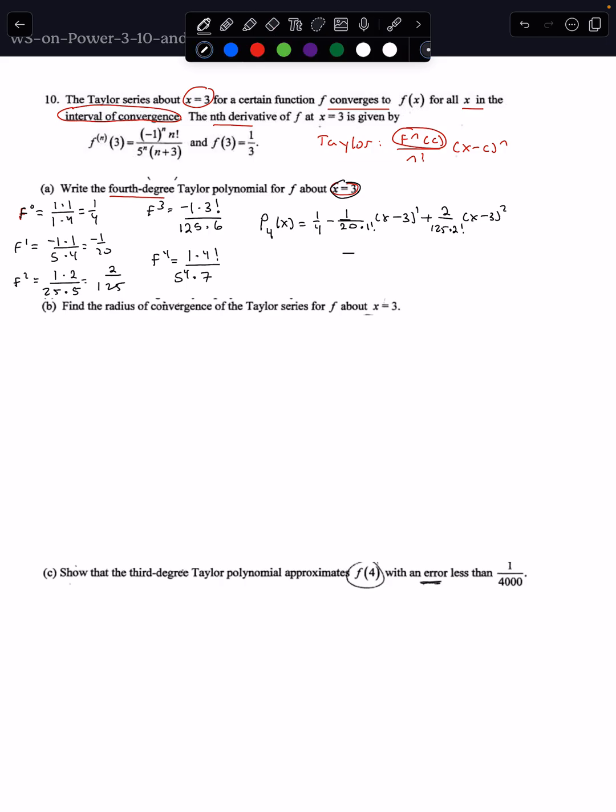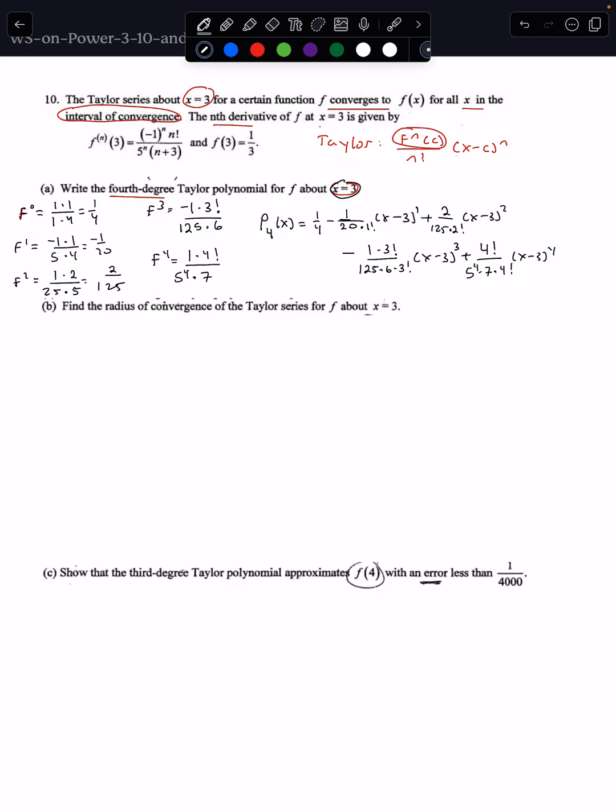And then minus, the top here becomes 1 times 3 factorial over 125 times 6, but we're going to put that over 3 factorial, so I can just divide that by 3 factorial again, times x minus 3 cubed. And then the last one, plus 4 factorial over 5 to the 4th times 7. And again, this is going to go over 4 factorial, times x minus 3 to the 4th. And there is our polynomial.